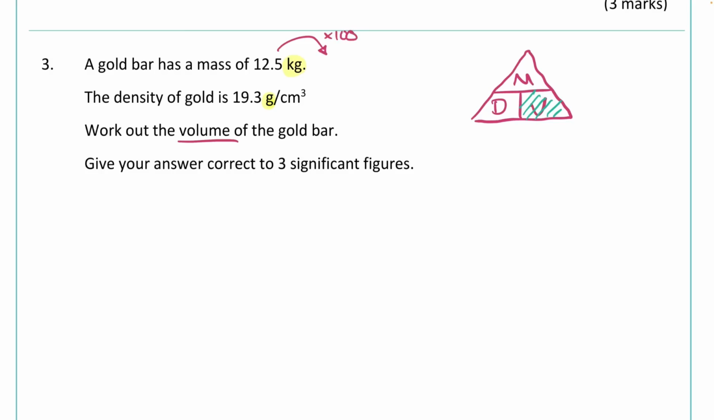There are 1,000 grams in a kilogram. So we'll multiply this by 1,000. Again, you can do this all on the calculator. So times by 1,000 and you get 12,500 grams. From there, we just need to put it into our formula.